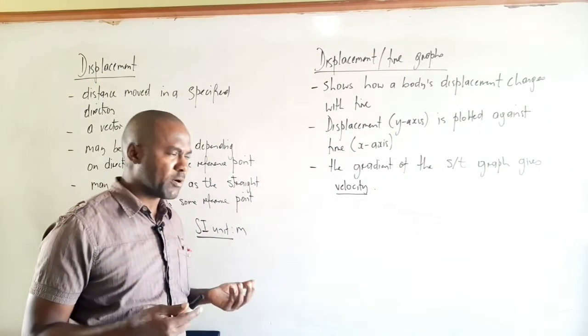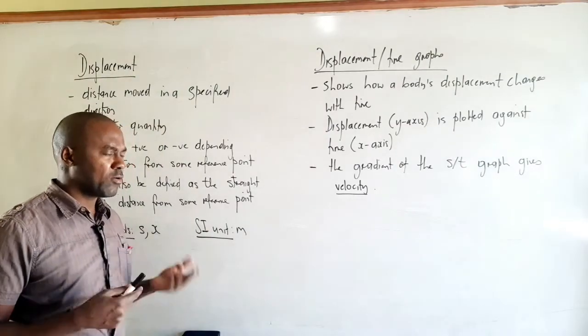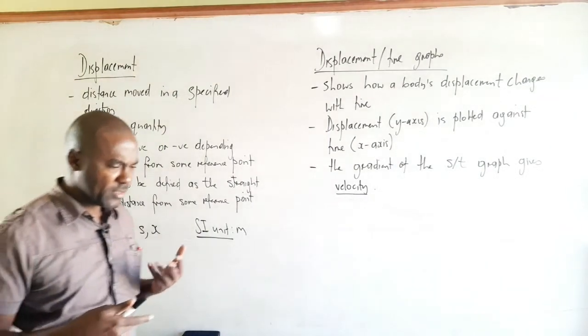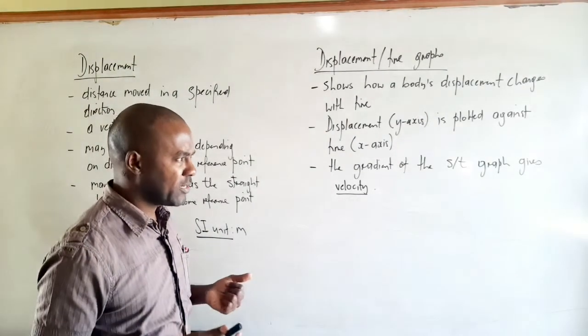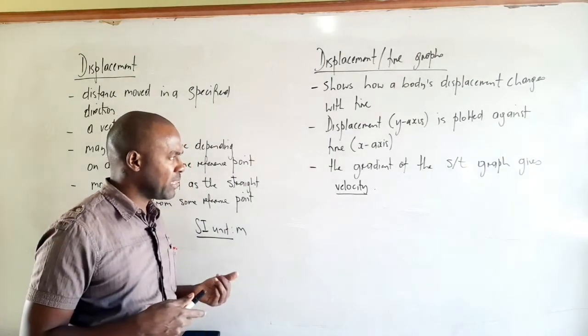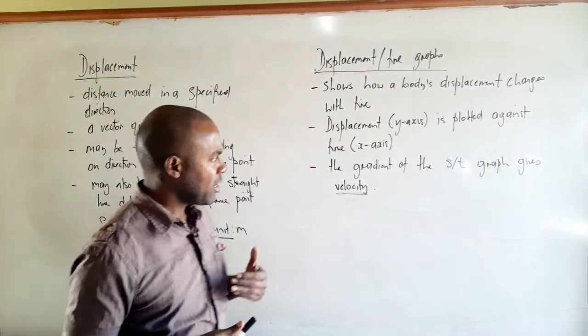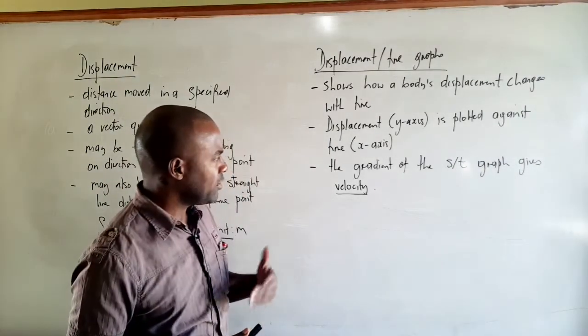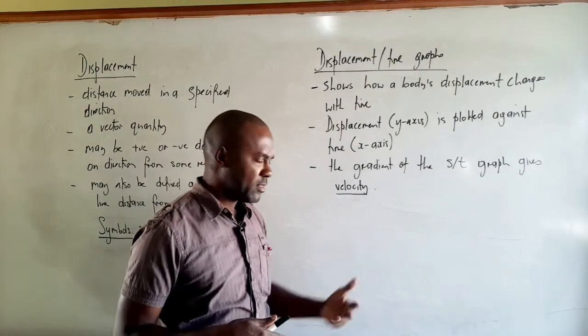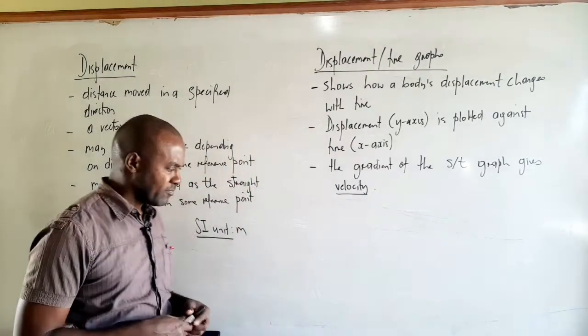Right? Now, from a displacement time graph, we can also tell the direction of a body relative to some reference point based on the actual value of the displacement, but in terms of numerical information, we can use the gradient of the graph to determine the velocity of the body.